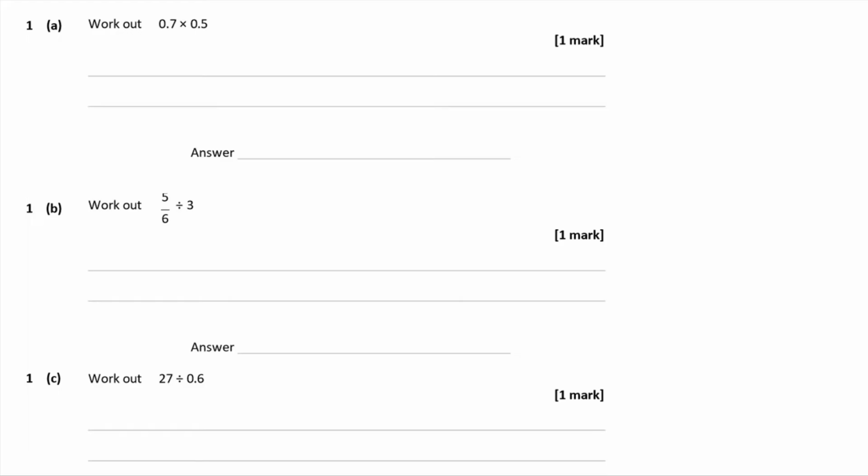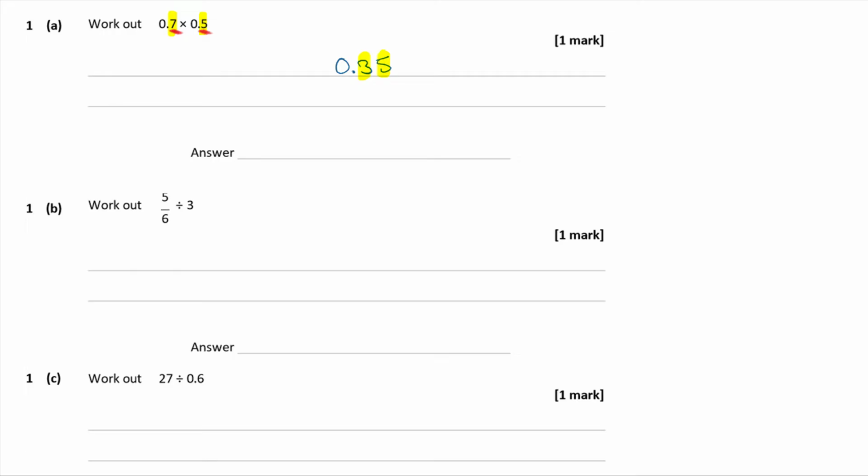Question 1a, work out 0.7 times 0.5. Okay, so whenever I'm doing decimal multiplication, I just multiply the digit parts together first. So I've got 7 and 5 there. When I multiply them together, I'm going to get 35. And then I'm counting the number of digits that appear after the decimal place in either parts of the question. So I've got 1 appearing there and 1 appearing there. So that's 2 altogether. So I'm going to have 2 digits appearing after the decimal place in my answer. So my answer is going to be 0.35. So 2 digits after the decimal place in the question, 2 in the answer, so 0.35.